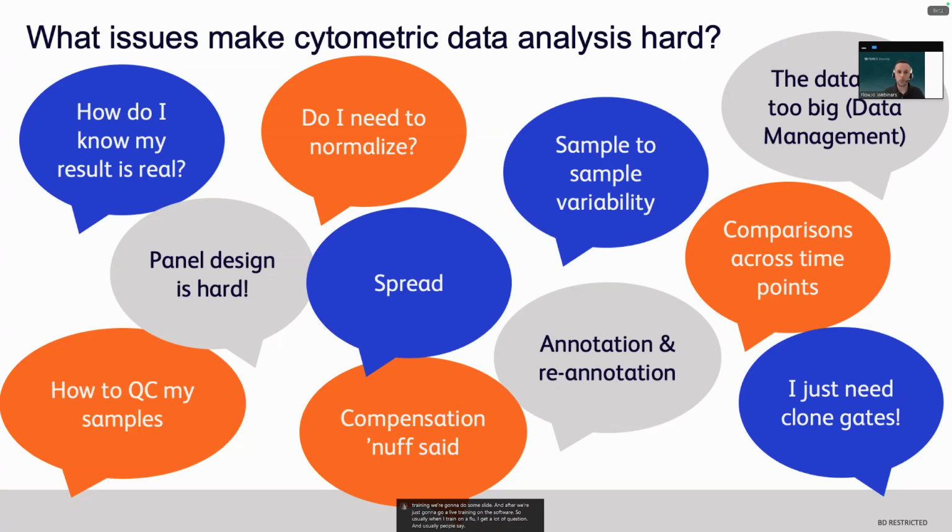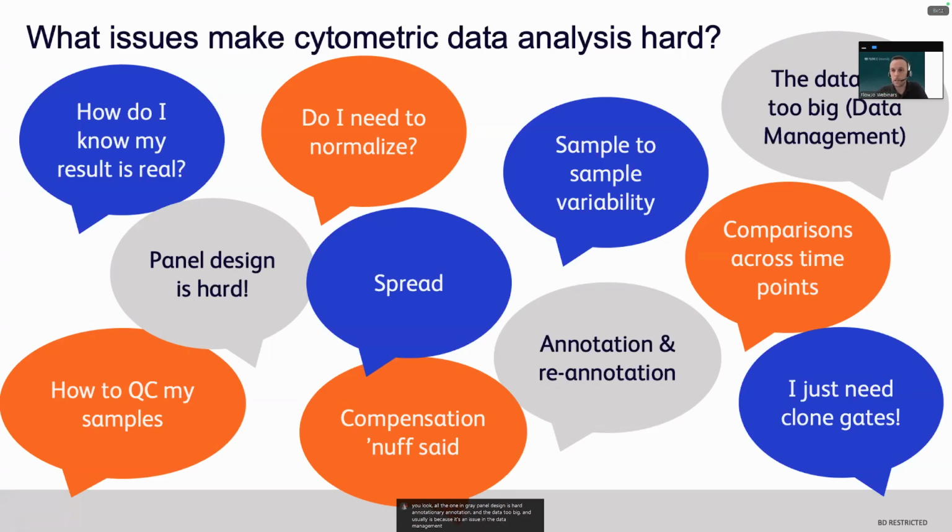Usually when I train on FlowJo, I get a lot of questions, and usually people say flow cytometry is hard, and doing the analysis is sometimes even harder. Here's usually the question I get: How do I know if my result is real? Panel design is hard. I have to do the normalization, the spread, the compensation is a big issue, etc. And if you look, all the ones in gray, panel design is hard, annotation and re-annotation, and the data are too big, and usually it's an issue in the data management.